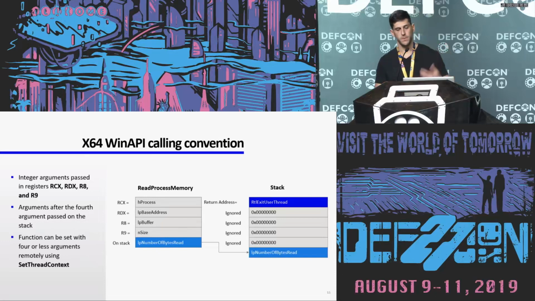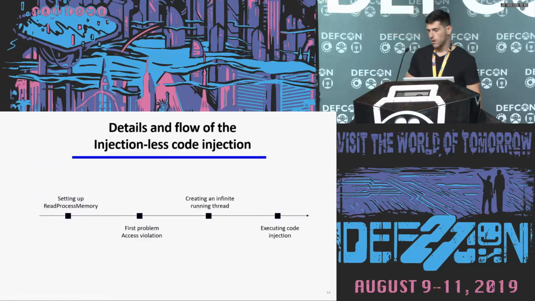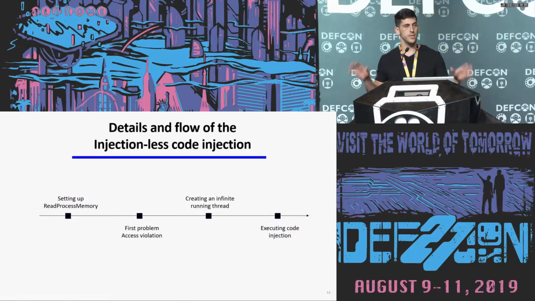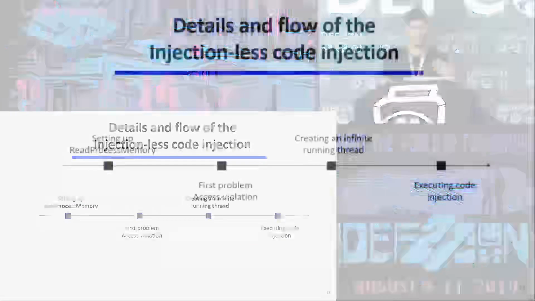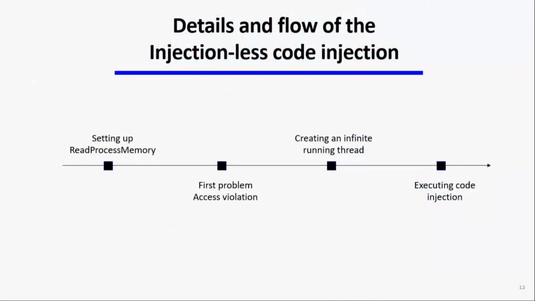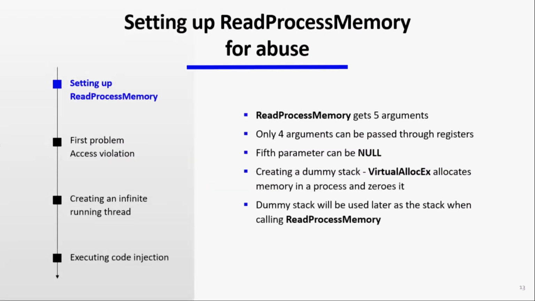execute with those parameters. Okay, so through this presentation you're going to see this timeline. It's going to show us where we are. First we're going to talk about how to set up ReadProcessMemory. Then we're going to encounter the first problem, which is access violation. We'll then encounter another problem, that we will need to create an infinite running thread. And at the end we're going to execute the whole method.